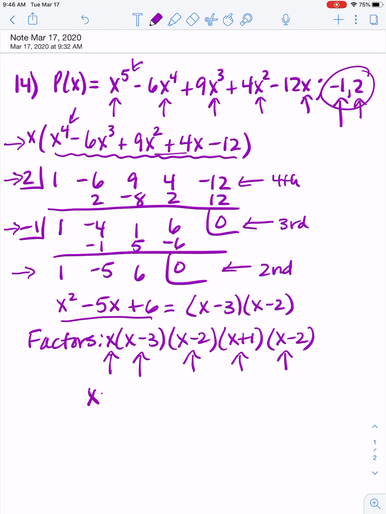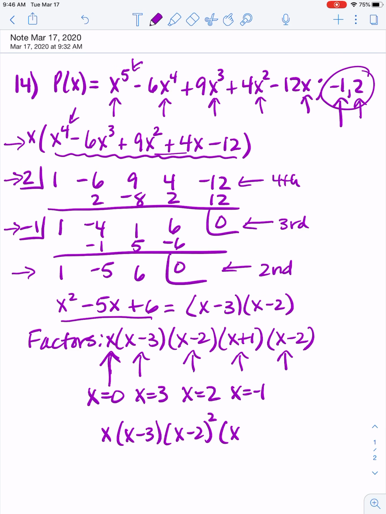And my zeros then are x equals 0 from here. This is x equals 3. This is x equals 2. And x equals -1. I don't have to write the x equals 2 twice. It's understood that it's a zero. It's just a double zero because it appears twice. Okay? You could have also written your factors like this: x times x minus 3 times x minus 2 squared times x plus 1.